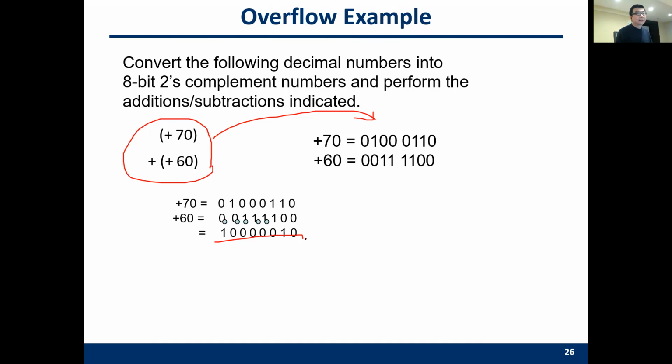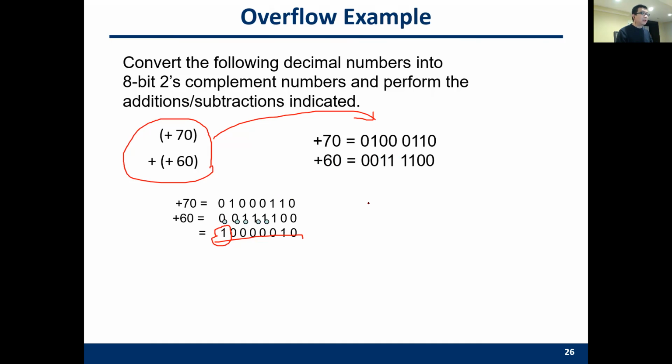But the problem is that you can see the most significant bit here is a 1. In the definition of the 2's complement number, if the most significant bit is 1, then this number is a negative number. That's impossible because one positive number plus another positive number cannot be a negative number. So this is the reason we have an error here. And this error is a so-called overflow.